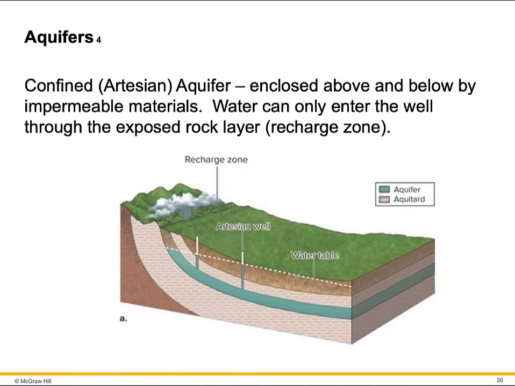A confined or artesian aquifer is enclosed above and below by impermeable materials. Water can only enter the well through the exposed rock layer, which is the recharge zone right in here. This is where there's an artesian well.